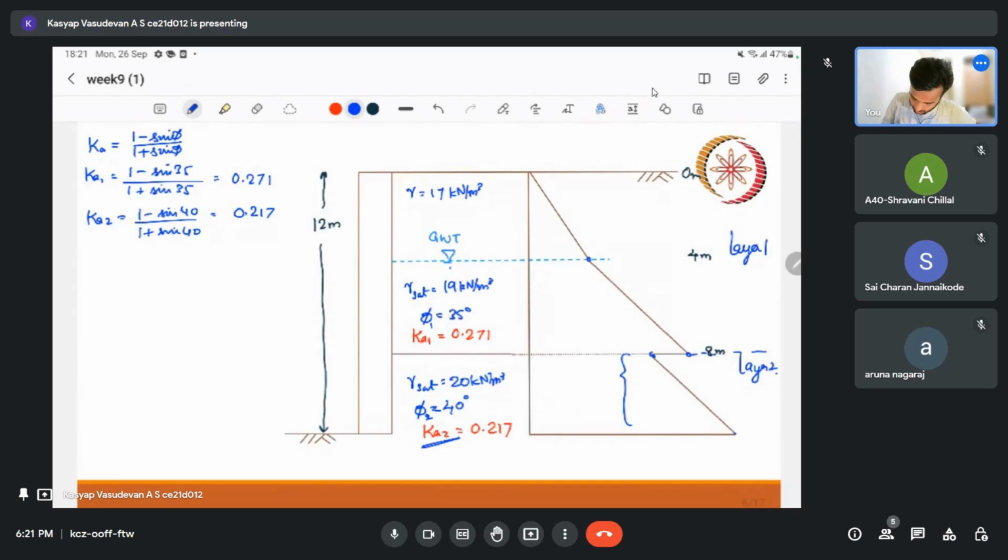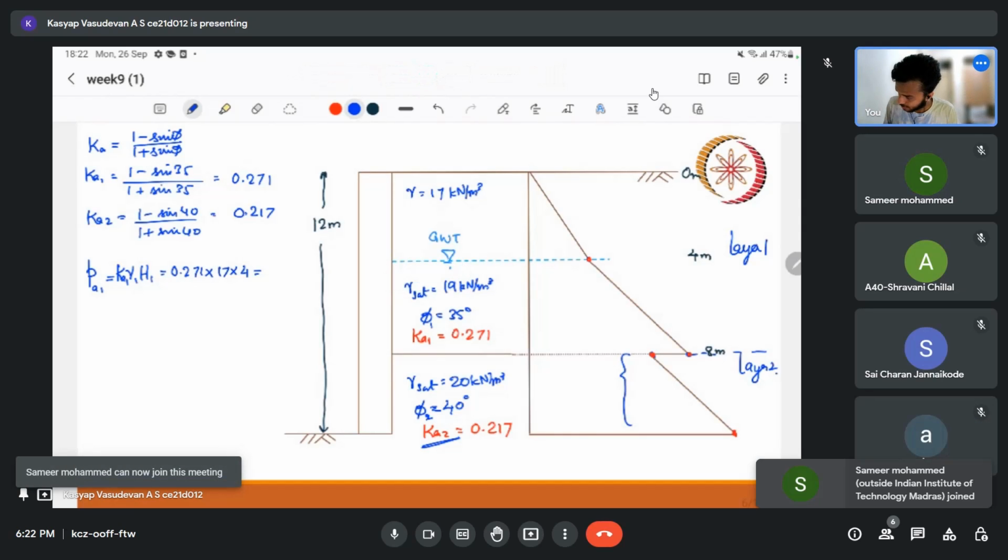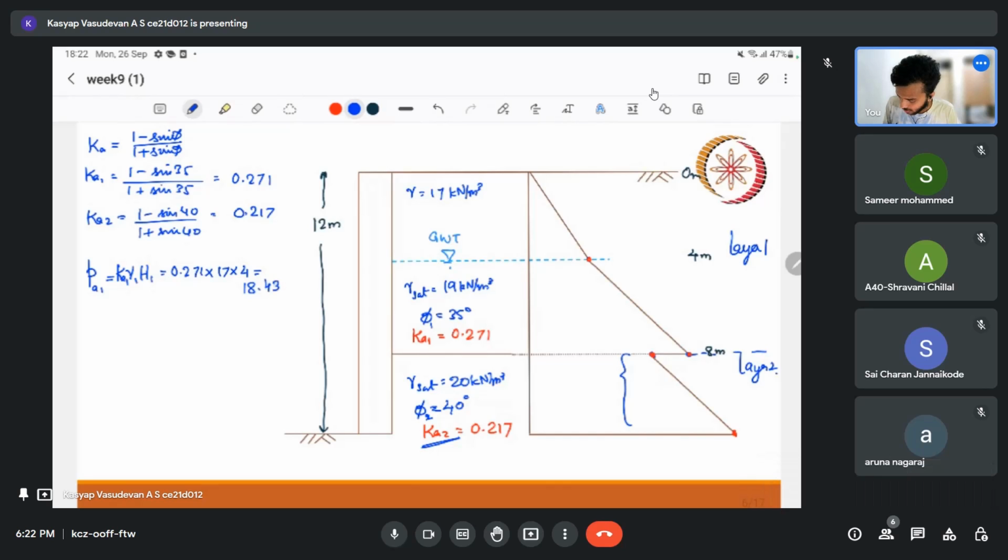So we can calculate and see how the numbers are. Let us find the pressures at different depths, so that we can find the whole area of this profile. Let us see what is the pressure at 4 meter depth. At 4 meter depth, let me write it as PA1. It's straightforward: Ka1 gamma 1 H1, so 0.271 into 17 into 4. It's as simple as that. The value turns out to be 18.43 kPa at this depth.